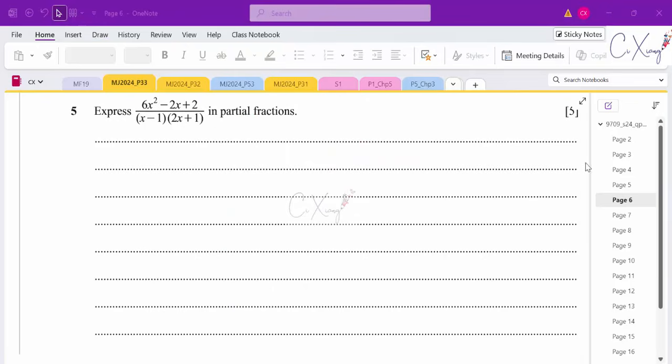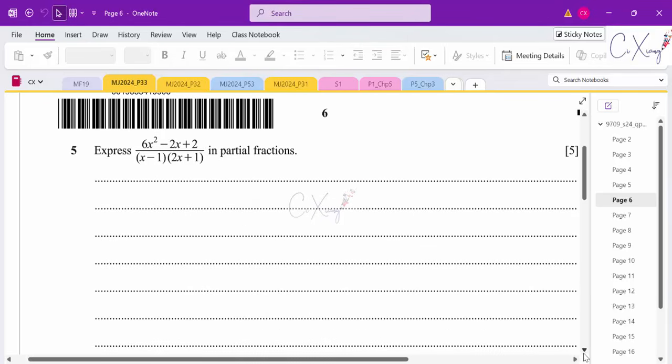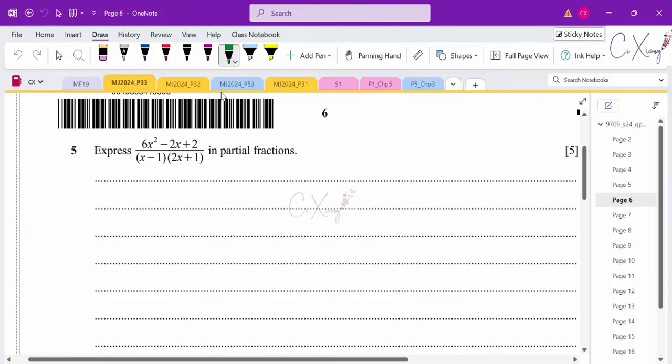Okay, so we are now at question number 5. They want us to express this rational function into partial fractions. Okay, so before we can start doing it, let us investigate and see what kind of rational function this is. Is it a proper fraction or an improper fraction? Okay, so we can see that the highest power on the numerator is degree 2, right? And then if you expand the bracket at the bottom, you have the highest power, which is 2x squared. It is also degree 2. So when you have the same degree for numerator and denominator, basically this is what we call an improper fraction.